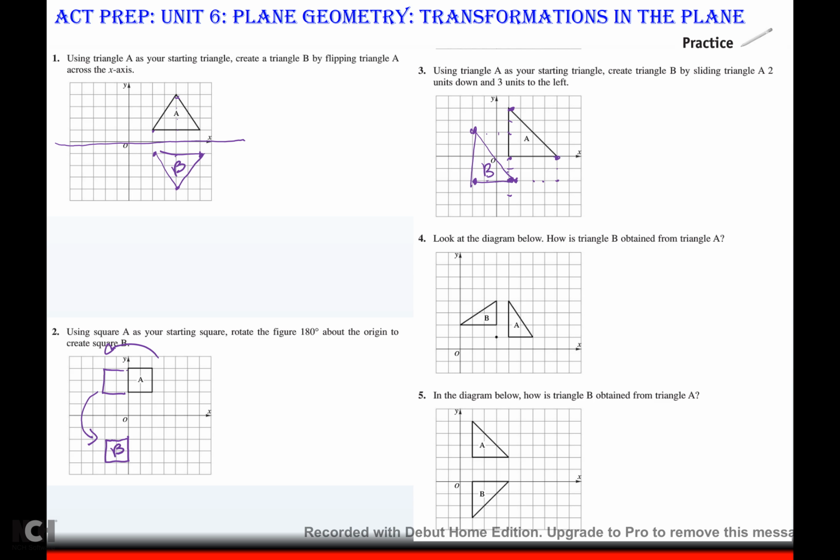Number 4, look at the diagram below. How is triangle B obtained from triangle A? Well, it looks like it rotated 90 degrees counterclockwise.